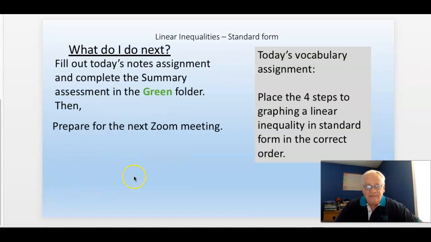Okay, guys, that's it. Go ahead and fill out today's notes assignment and complete the summary. I'm sure we'll go over them in the second Zoom meeting. Today's vocabulary assignment is right there. You want to place the 4 steps to graphing a linear inequality in standard form in the correct order. It's one of those where you drag them up and down.